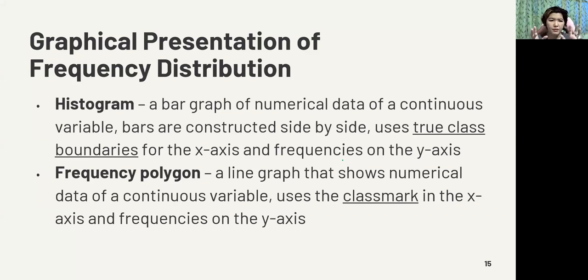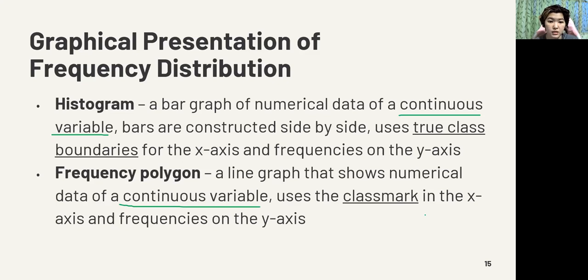Bakit? Anong pinagkaiba nito? This is actually just bar graph and line graph. But what's the difference? Okay? A histogram is a bar graph of numerical data of a continuous variable. Okay? The bars are constructed side by side. Uses two class boundaries, you will see later on. And uses frequency. Sa frequency polygon, meron tayong numerical data of continuous variable ulit. Okay? Gagamit tayo ng class mark.